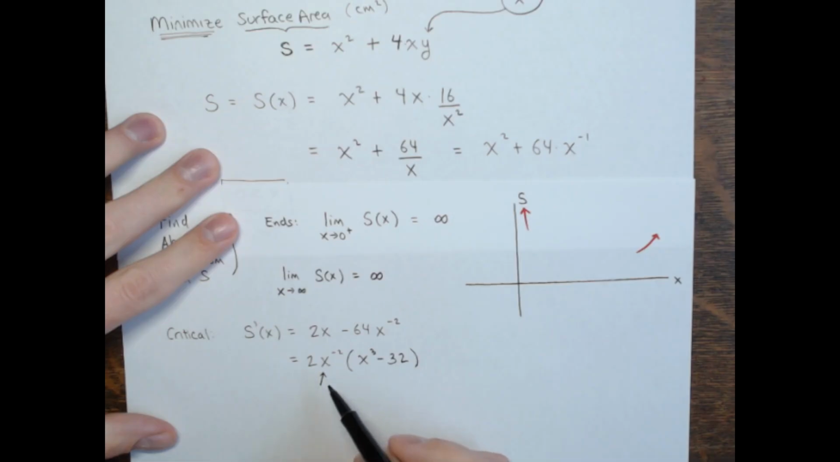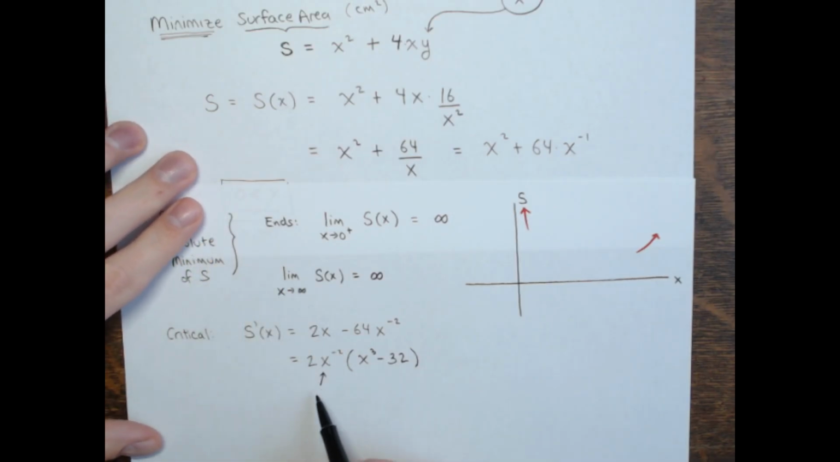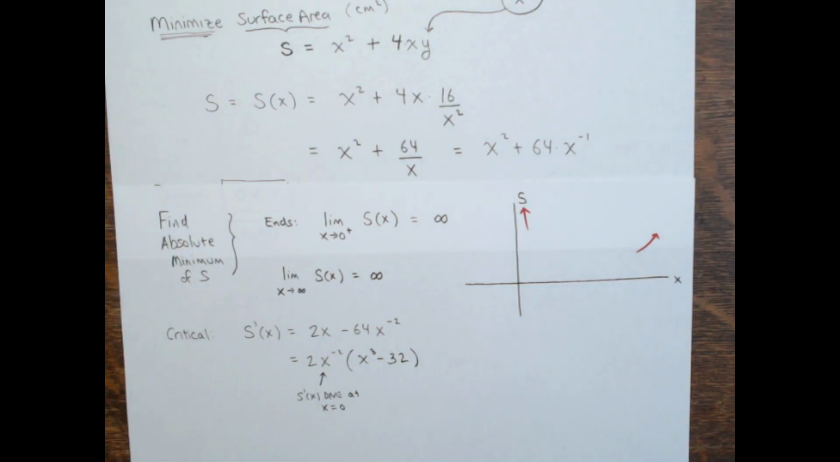So this is undefined at 0, but that's not even part of the domain, right? The derivative here does not exist at x equals 0, but I'm not worried about that one. I'm going to cross that out and ignore it, because it's not even part of the domain.